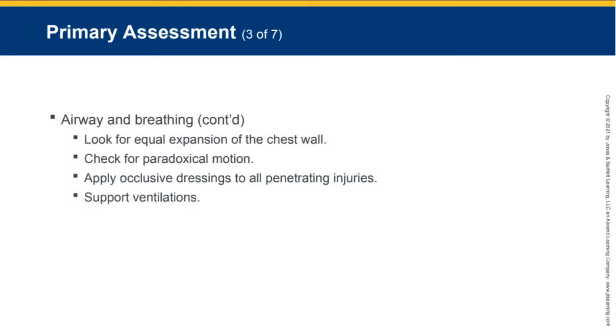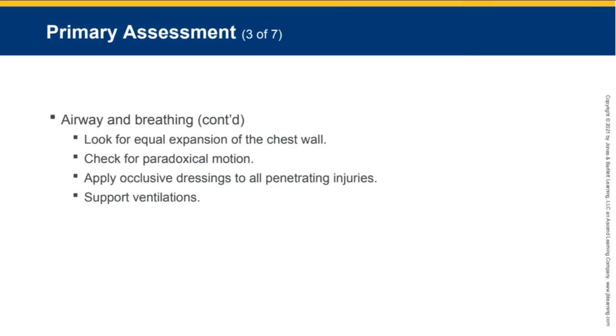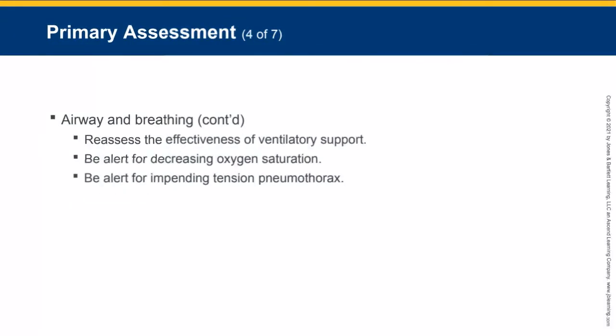Apply occlusive dressings to all penetrating injuries to the chest. Once it's an open chest wound, a penetrating chest wound, apply an occlusive dressing taped on 3 sides. Support ventilations as needed. Reassess the effectiveness of ventilatory support. Be alert for decreasing oxygen saturation. Be alert for impending tension pneumothorax, which is a form of obstructive shock. If that is present, the patient doesn't have a lot of time.